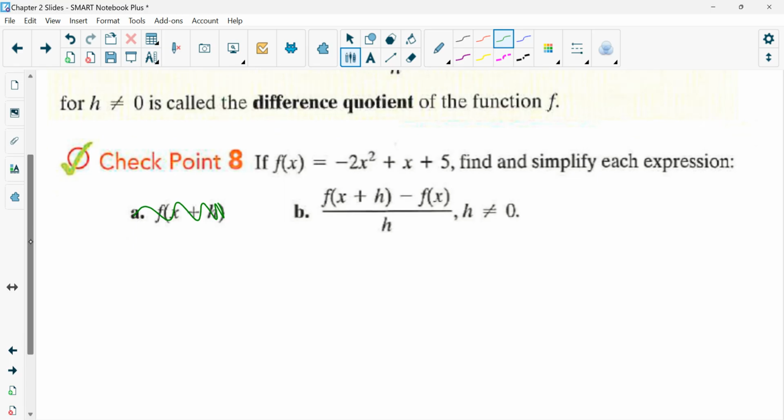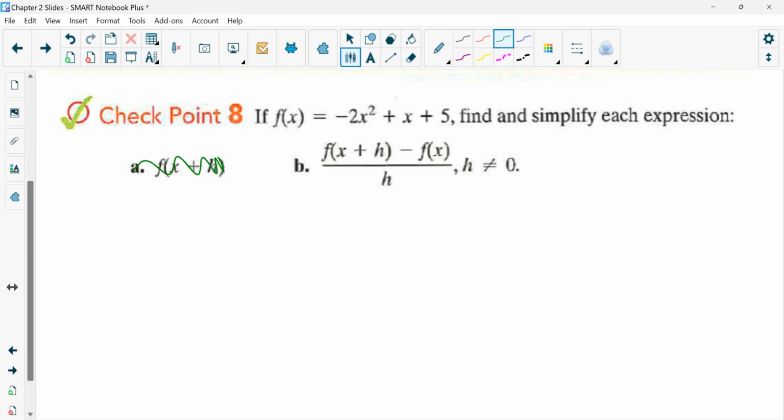So my first thing I'm going to do is write f of x plus h, which just means I'm replacing all these x's with x plus h's. So it'll be 2, and then I'm replacing this with x plus h, and I'm squaring that. Then there's a plus sign. There's another x. I'm replacing that with x plus h. And then there's the plus 5. So that's my f of x plus h right there.